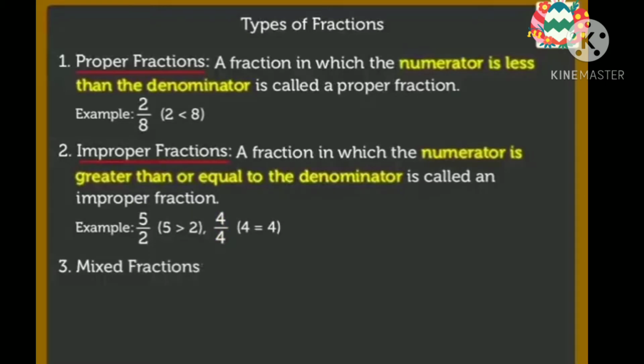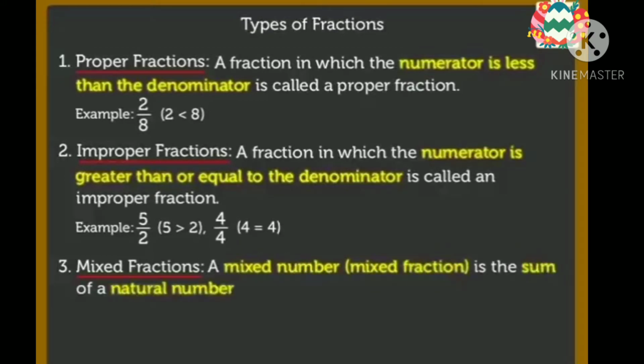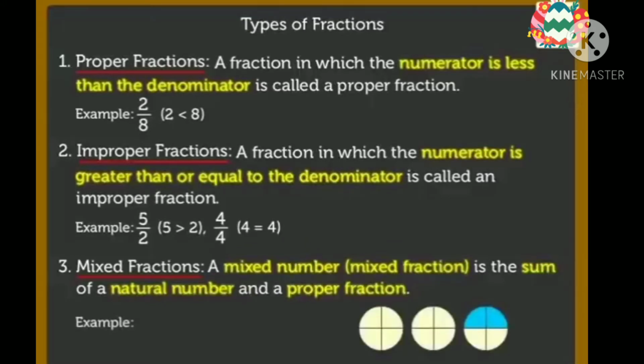3. Mixed fractions. A mixed number, also called a mixed fraction, is the sum of a natural number and a proper fraction. Look at the 3 circles. The first and second circles are completely colored and half of the third circle is colored. When added together, we get 2 and a half. This 2 and a half represents a mixed number. Here, the number 2 is the natural number and half is the fraction.